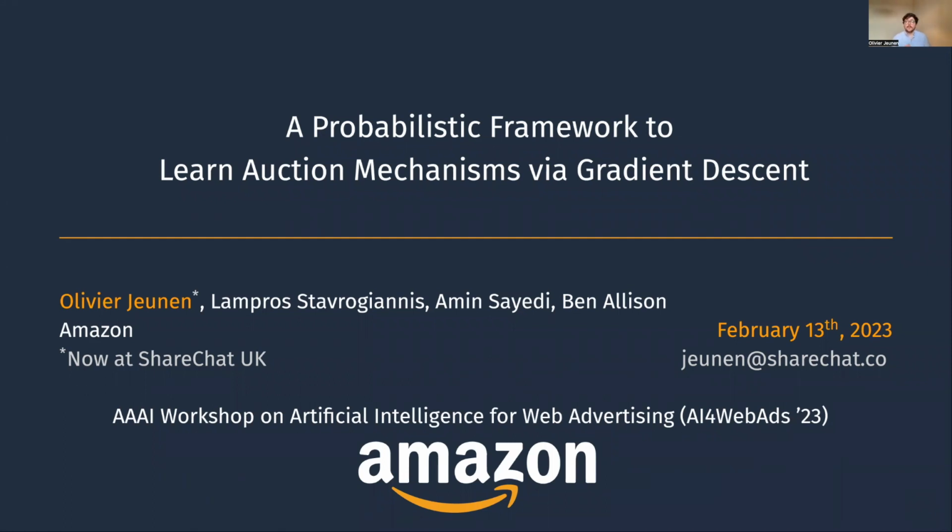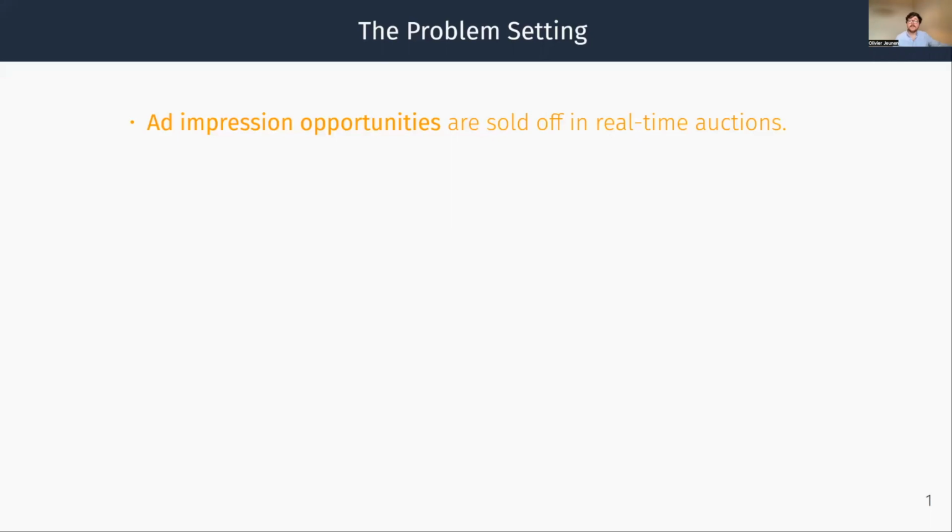My name is Olivier Jeunen, and I will be presenting our work, A Probabilistic Framework to Learn Auction Mechanisms via Gradient Descent. This is joint work with my colleagues Lampros, Amin, and Ben when I was at Amazon. Let's dive into the problem setting.